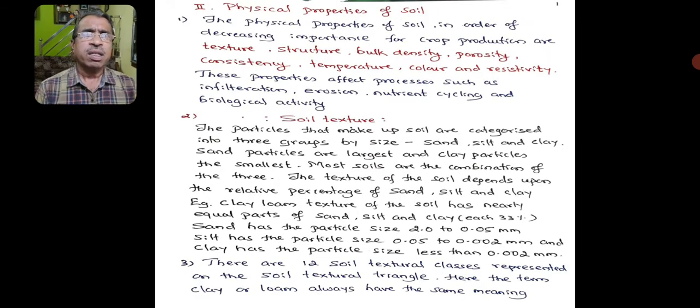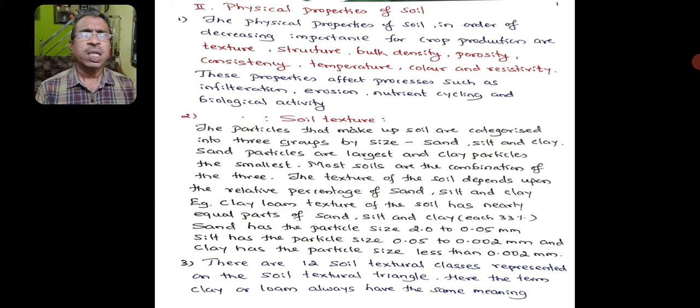When I say the physical properties of the soil, some of them include texture, structure, bulk density, porosity, consistency in the soil, temperature, color and resistivity. These properties affect processes such as infiltration, erosion, nutrient cycling, and biological activity.